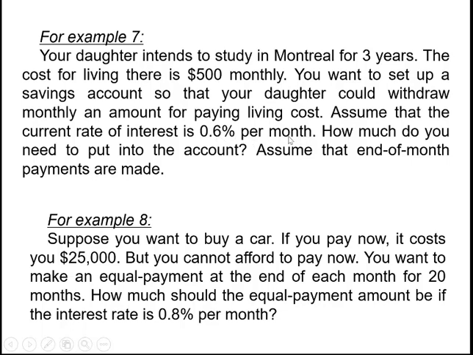So in this example, we have to find the number of periods. The periods to be used to calculate are the months. The time to study in Montreal is 3 years, and each year includes 12 months. So the number of periods is 36.